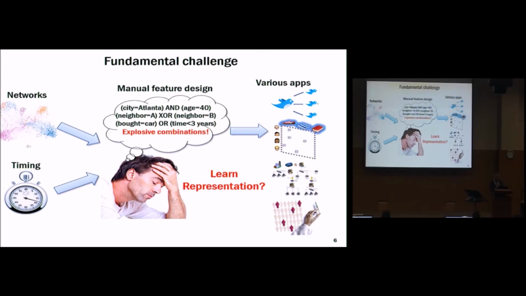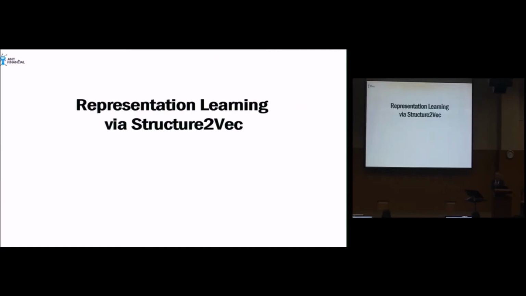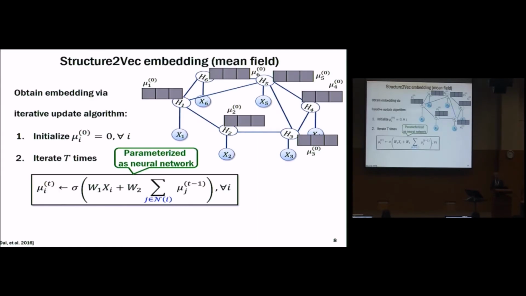So the fundamental question is how do you actually learn representations from this network and from all this temporal information, and then build some machine learning model on top of it. So the Structure2vec approach I'm going to talk about today is about learning features from networks, heterogeneous networks, complex networks, and also taking into account temporal information, right? So what is Structure2vec? Let me just give you the simplest version of this algorithm, okay? This algorithm is actually an iterative algorithm. It's going to learn, for instance, a vector representation of each node in the network. And then later on, I will present a version where you can actually learn some representation for the edge as well.